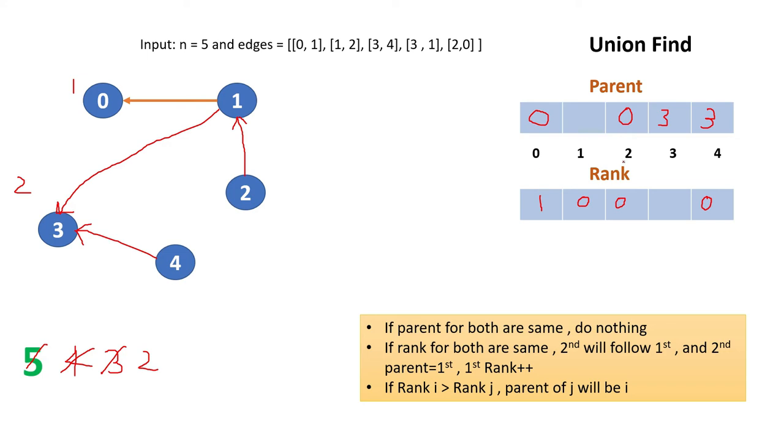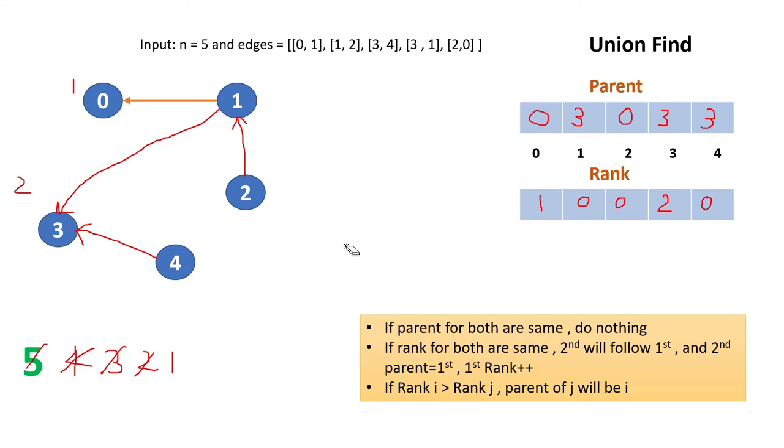So 1's parent will become 3 and the rank of 3 will become 2. And we have to reduce the count to 1. Now if you check till here, are we getting the correct result? Yes. As 3 and 1 are now connected, these two separate components have become a single component now. So the answer is 1. That is correct.